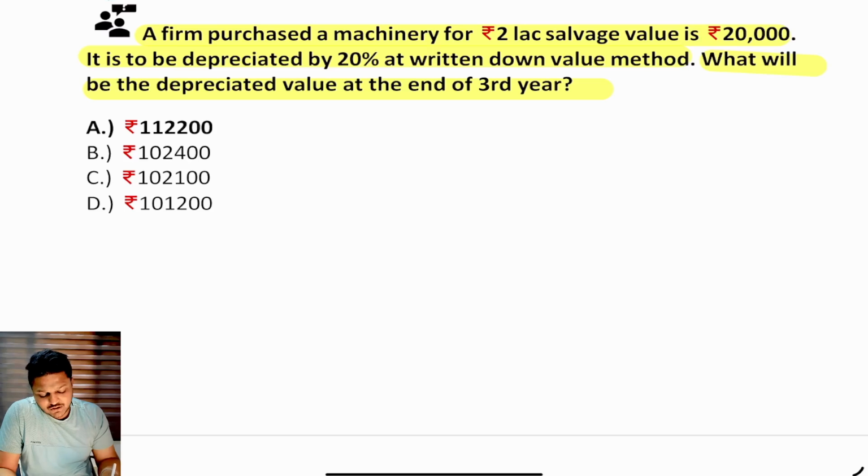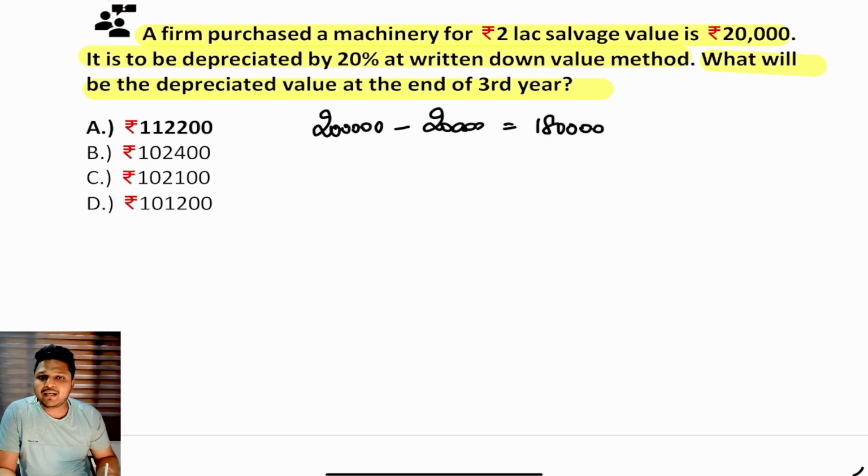Now just pay attention. We are provided with the machinery whose salvage value is also given. We purchase the machinery for rupees 2 lakh, and the salvage value is 20,000. So the net value over which the depreciation is to be calculated is 1,80,000. Further, it is to be depreciated at 20% by the written down value method. So for the first year, second year, and third year, the depreciation is to be calculated.